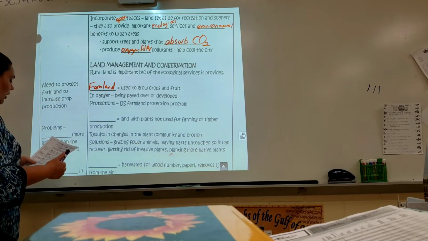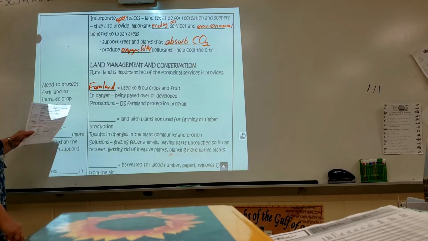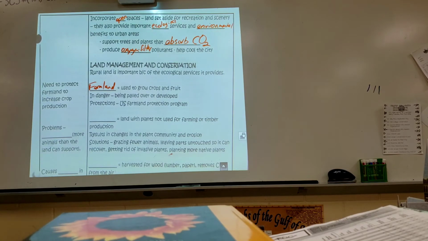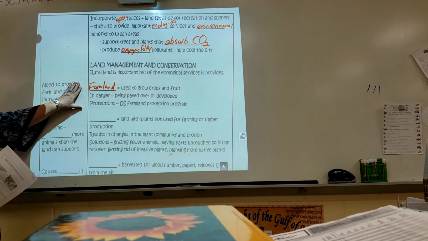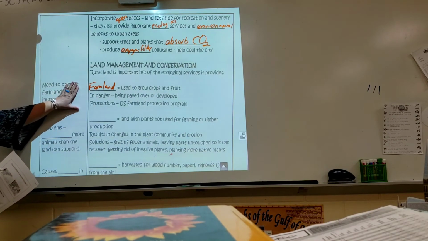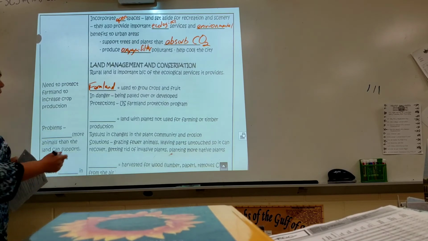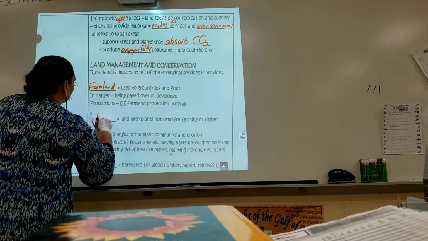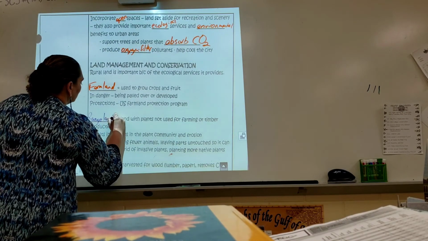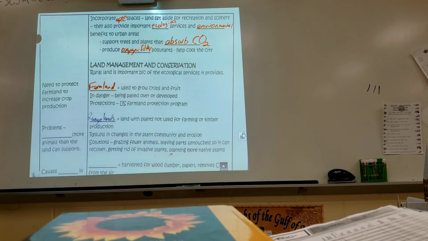Farmland is used to grow crops and fruit. They're very much in danger. They're being paved over or developed. Protection: the U.S. Farmland Protection Program. So make sure that there's a certain percentage of farmland that is protected that we cannot develop. Then we have range lands, land with plants that are not used for farming or timber production.